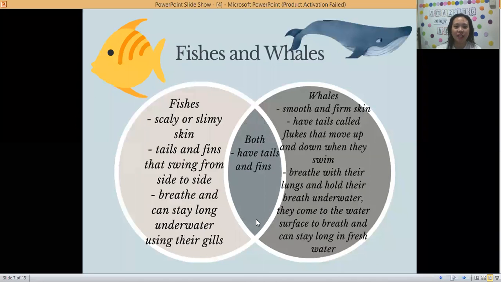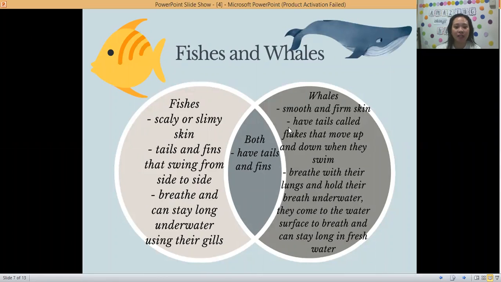Okay, now next, fishes and whales. Fishes have scaly or slimy skin, while the whales have smooth and firm skin. The fishes have tails and fins that swing from side to side while they are swimming, while the whales have tails called flukes that move up and down when they swim.